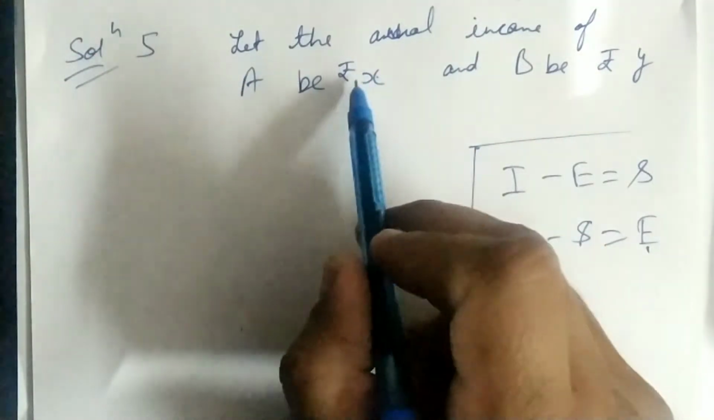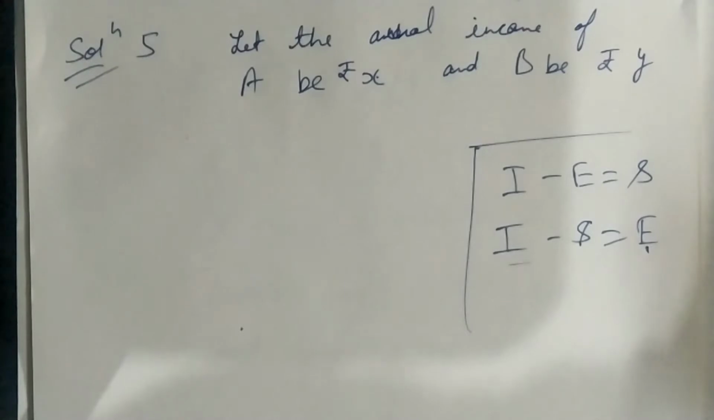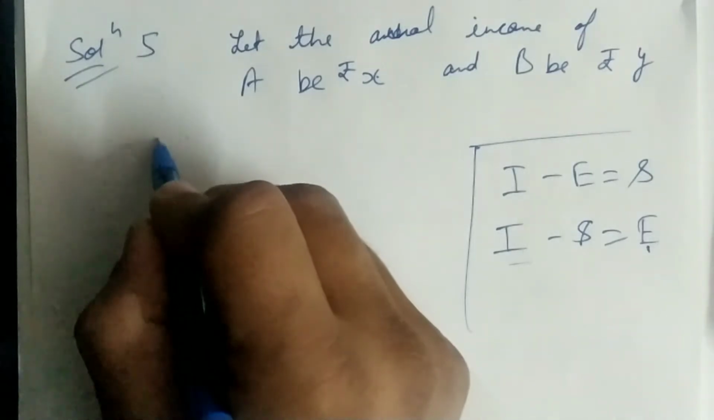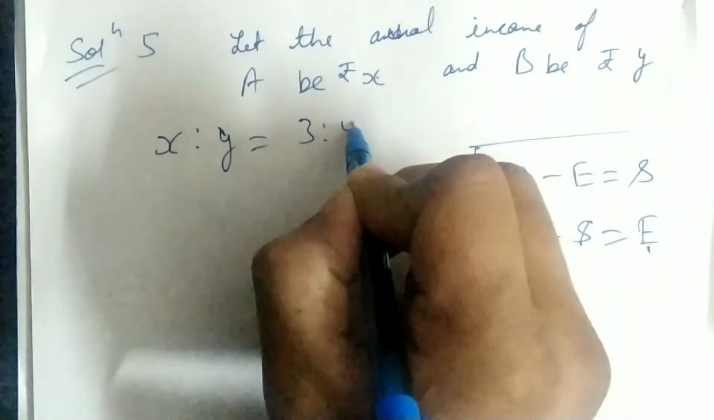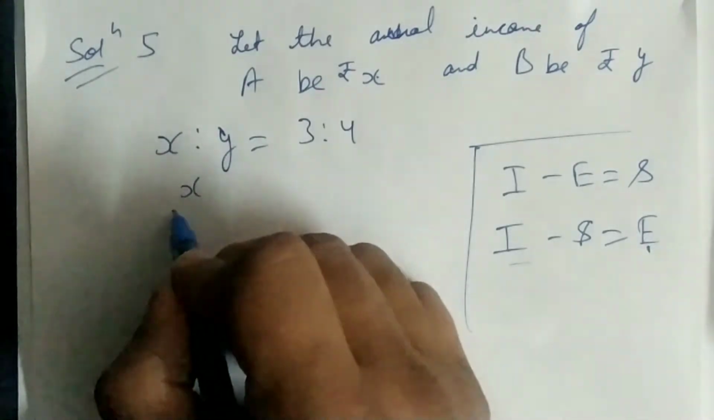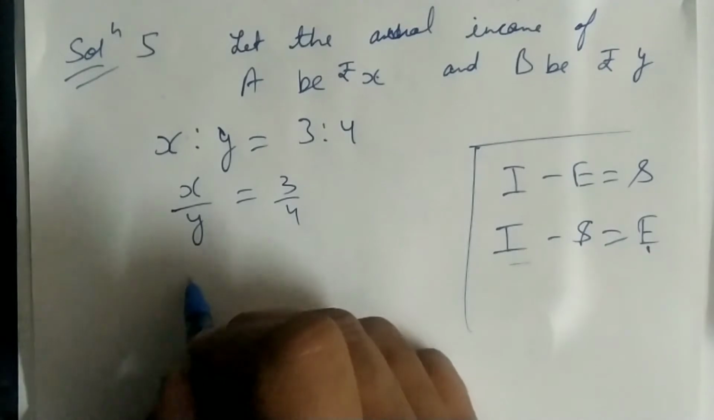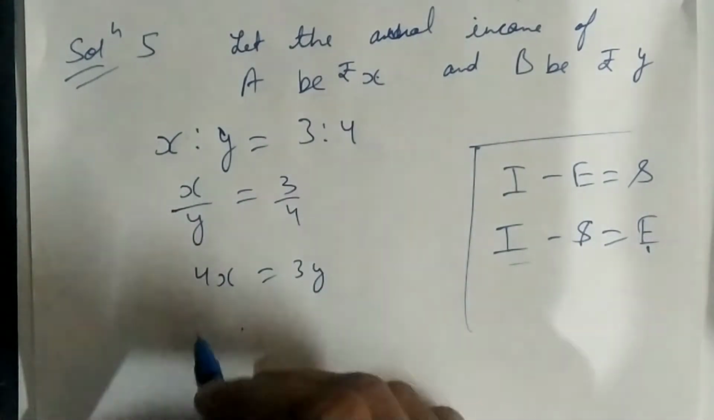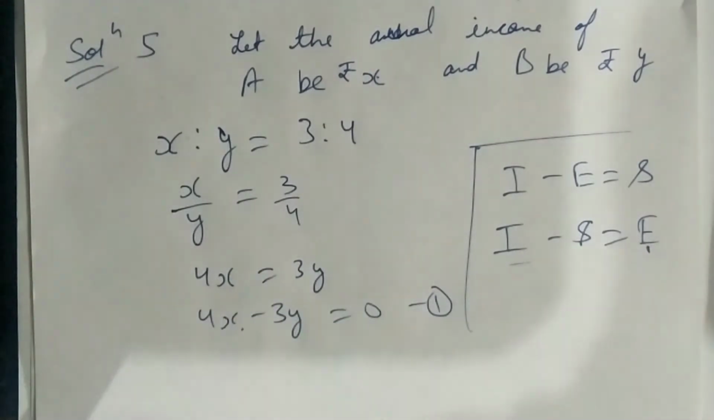Now according to the first statement, what is the ratio of incomes? 3:4. That means X ratio Y is equal to 3:4. X upon Y is equal to 3/4. On cross multiplying we get 4X is equal to 3Y. 4X minus 3Y is equal to 0. This is our equation number 1.